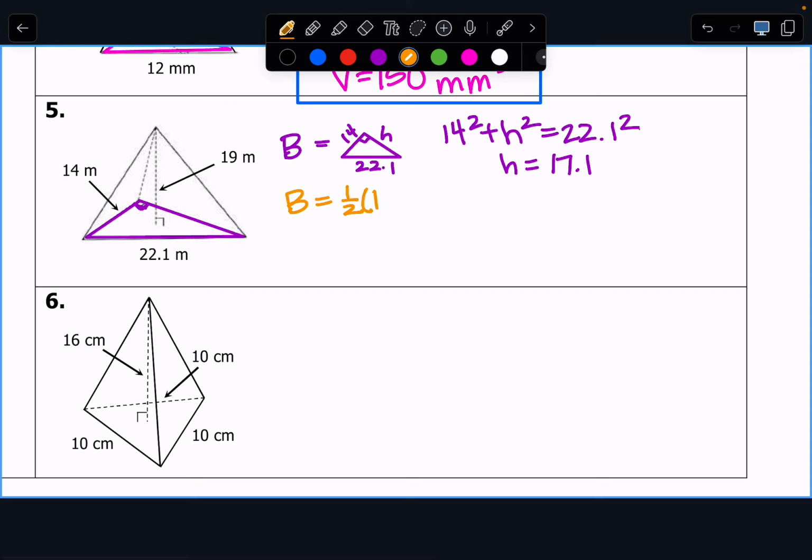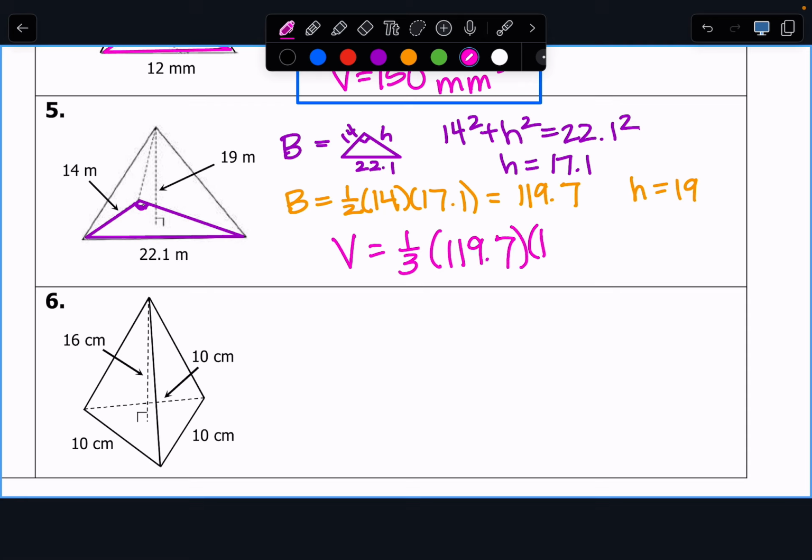All right, so our base is 1/2 times 14 times 17.1, which is 119.7. No, that's not the final. That's the base, and then the height is 19. So if we take 1/3 the area of the base times the height, that is when we should get an answer of 758.1.